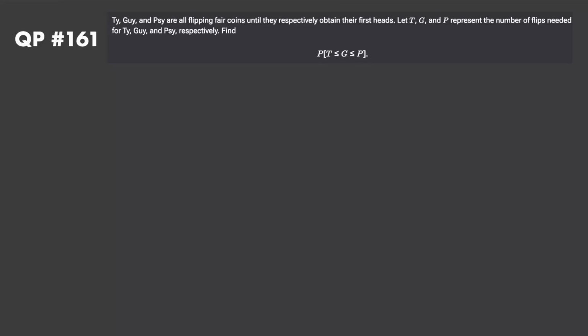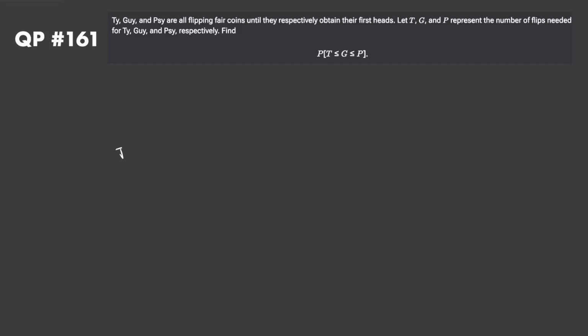Hello everyone, today let's take a look at QP161, another geometric distribution question where we have these three guys, Ty, Guy, and Cy, and they're all flipping fair coins until they respectively obtain their first heads. So we let T, G, and P represent the number of flips needed for each of them to get their first heads. And then we just need to find the probability that T is less than or equal to G, which is less than or equal to P.